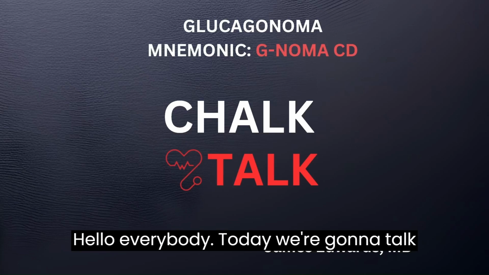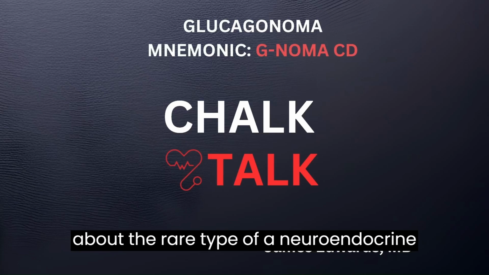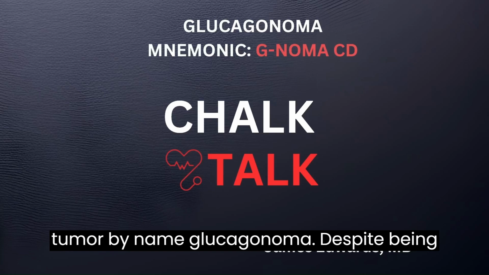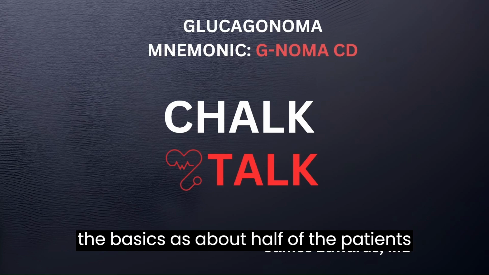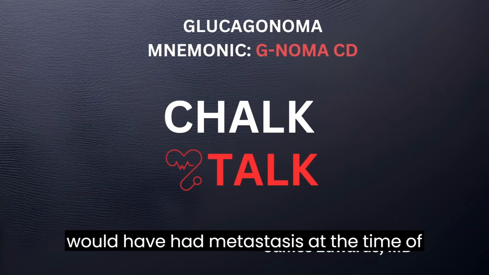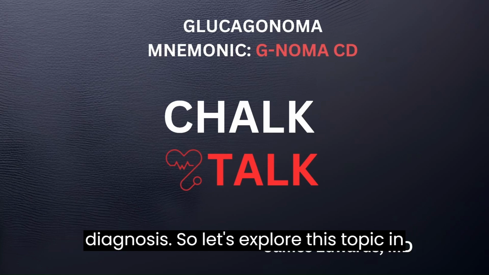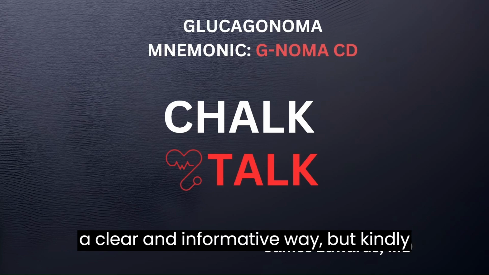Hello, everybody. Today we're going to talk about a rare type of neuroendocrine tumor by name glucagonoma. Despite being uncommon, it is important to understand the basics, as about half of the patients would have had metastasis at the time of diagnosis. So let's explore this topic in a clear and informative way.